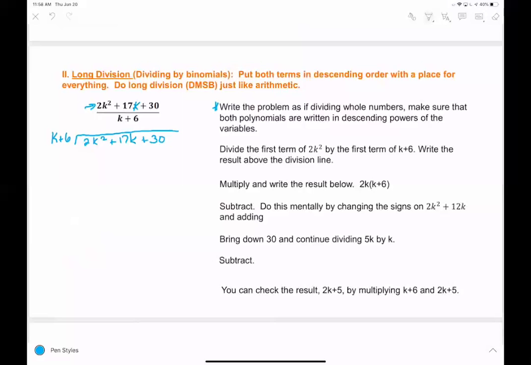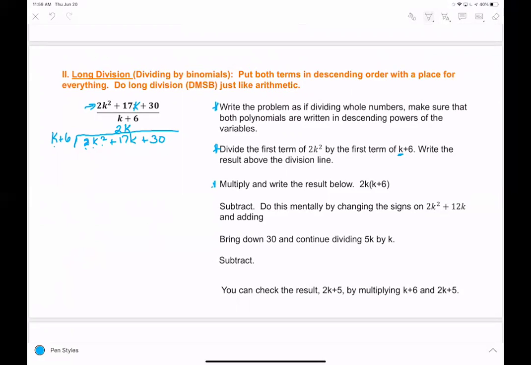And then once we set this up, we're going to divide the first term of 2k squared, under here, by the first term of the k plus 6. So we're going to divide it by this k here. So 2k squared divided by k is going to be 2k, because remember we're dividing: you're saying 2 divided by 1, which is 2, and then k squared divided by k is k. And we wrote the result above the division line.